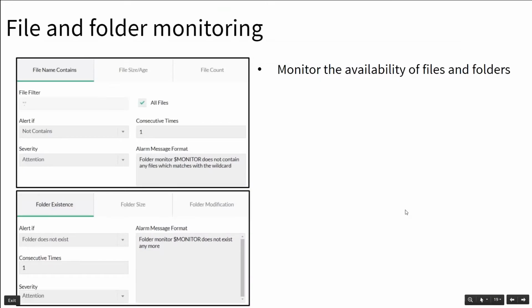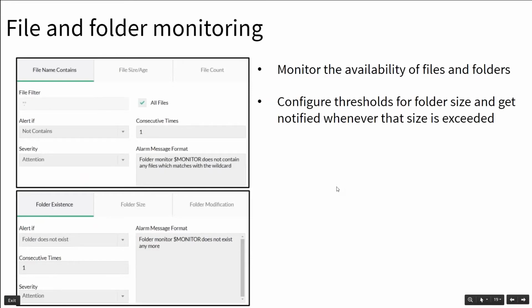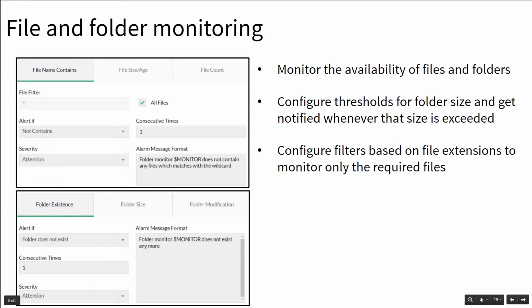Next is about file and folder monitoring on Windows machines. You would be able to monitor the availability of files and folders, and you can configure thresholds for a folder on its size and get notified whenever the size of the folder is exceeded. You can configure filters based on file extensions.